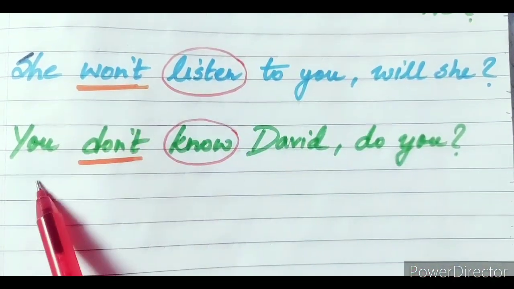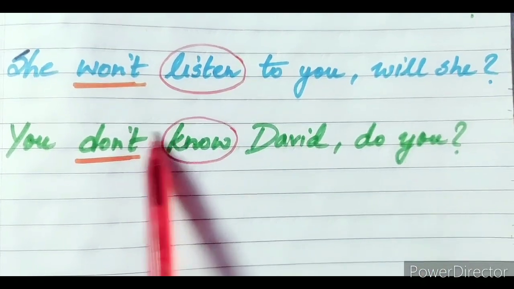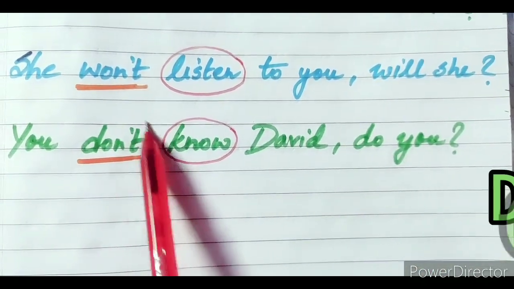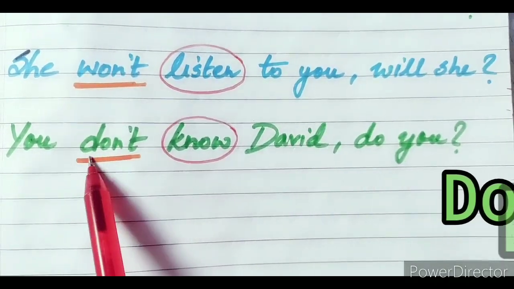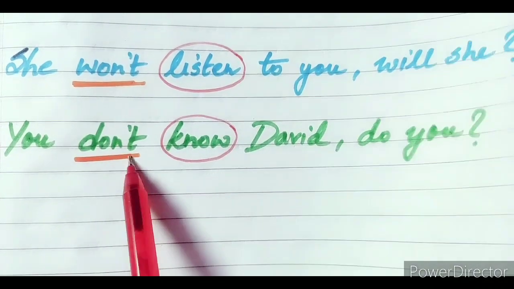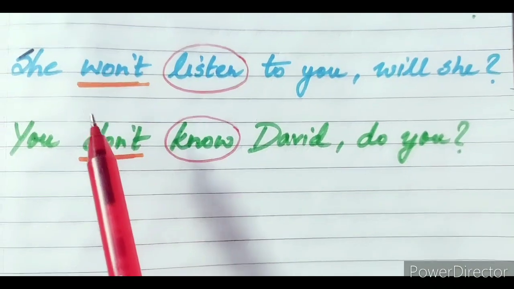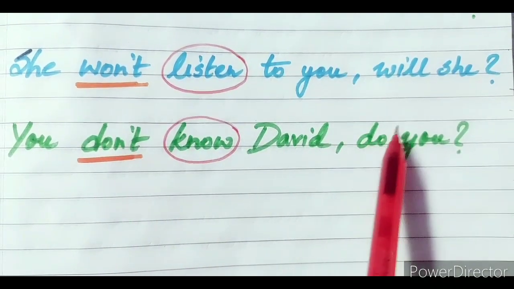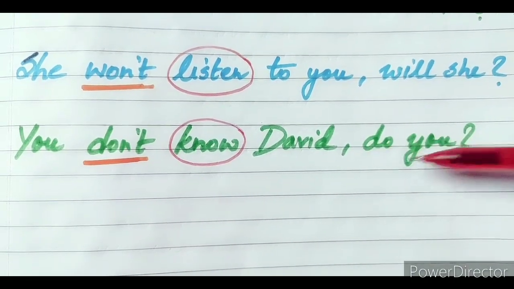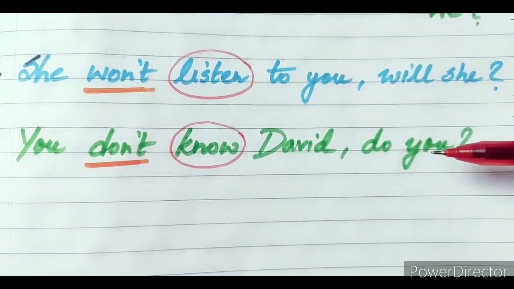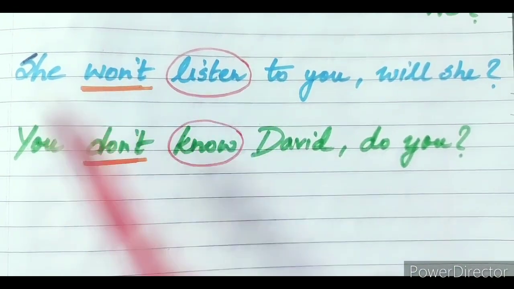Now look into the next statement. You don't know David, do you? Again we are having don't over here. Don't means do not. It's an auxiliary verb but with a negative sense, right? So since we are using not in this statement, our entire statement becomes negative. So when our statement is negative, our question tag will always be positive. That is why we are using the question tag do you. Understood? Now why you? Because you is the subject over here. Is that clear, everyone?